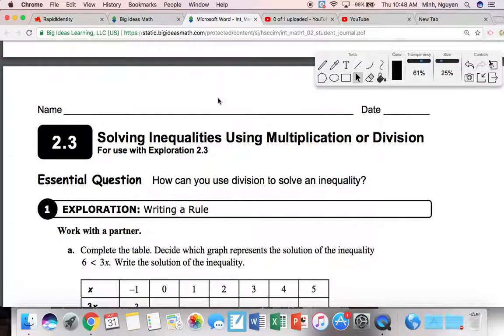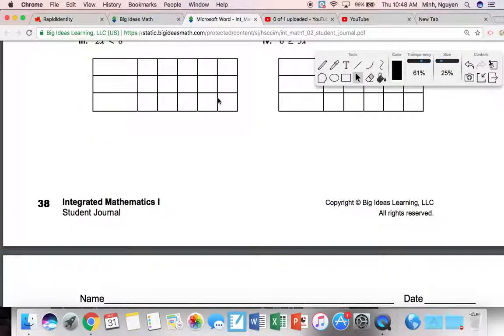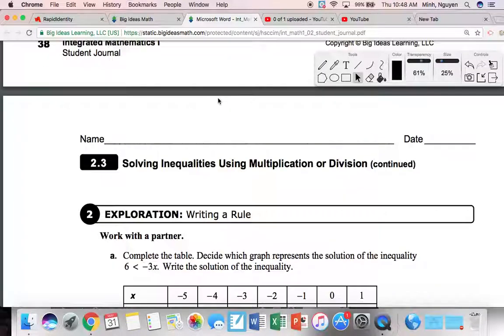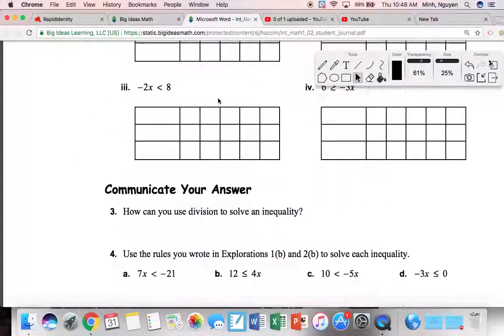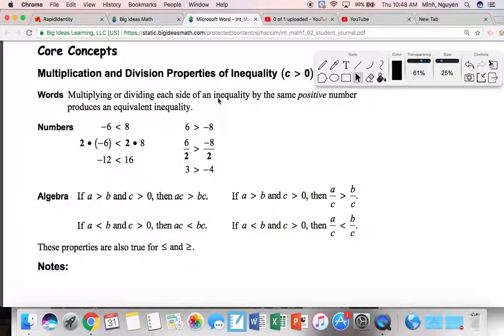So, next section: solving inequalities using multiplication or division. Again, if you understood the last section, this is going to be so simple. Page 38 in your student journals. We're just going to skip all this jazz and get to it.